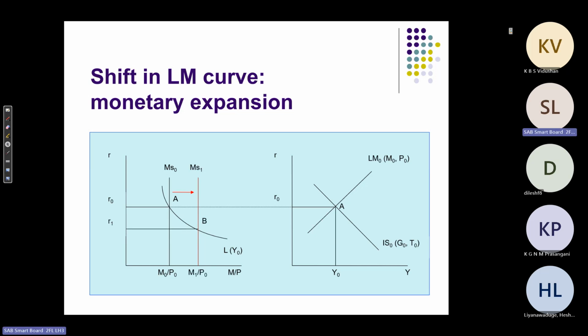Like we discussed earlier, due to the adjustment in the money market, demand and supply, the equilibrium moves from A to B. As a result, the interest rate decreases from R0 to R1. Due to the decline in the interest rate, there should be an increase in income as well. Due to this monetary policy action, the LM curve also shifts to the right, from M0 to M1.